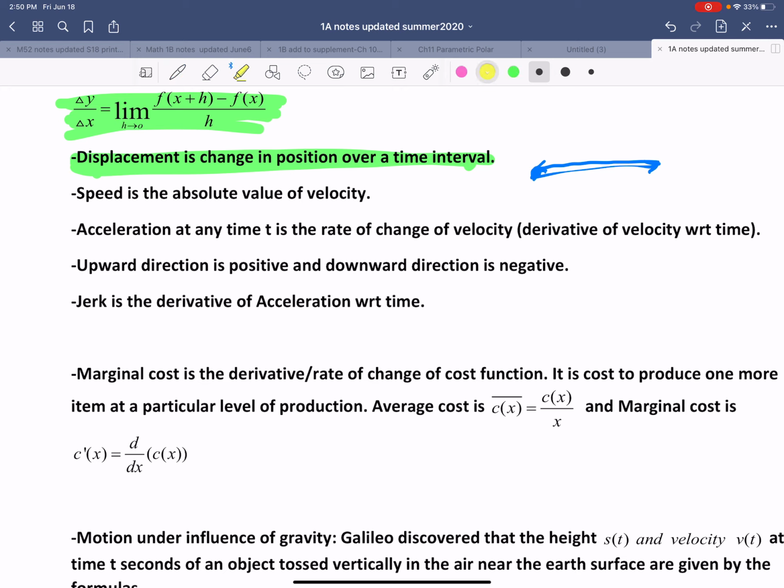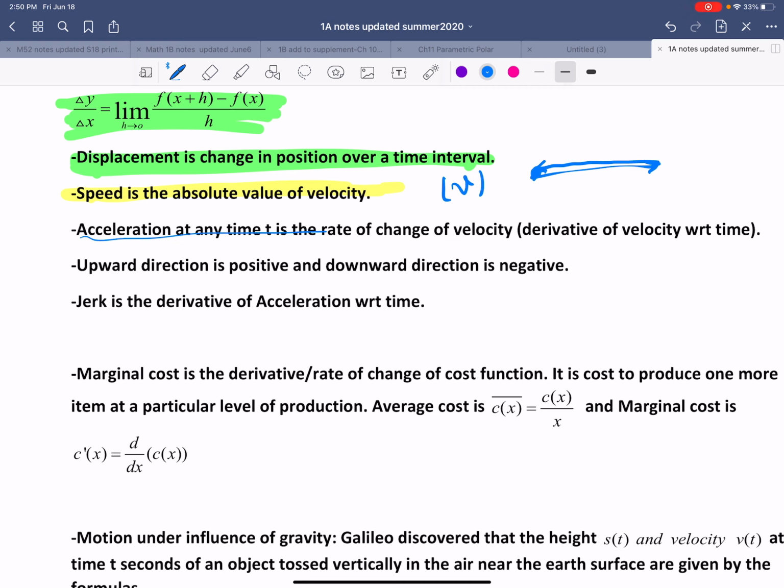Also remember, speed is the absolute value of velocity. That means your velocity can be positive or negative, but the speed is never negative. So if you throw something in the air, you throw it with some positive velocity. When it's coming down, it's coming with a negative velocity. At some point, its velocity becomes 0, and then it starts falling down with a negative velocity.